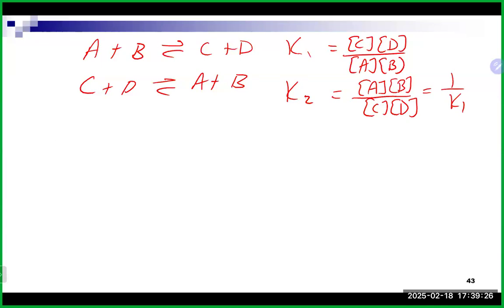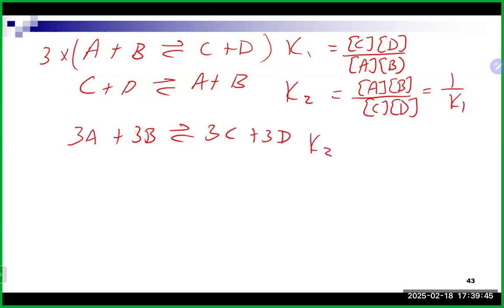If you need to multiply an equation by a common number, let's just say we needed to multiply this top equation by 3, you do have to multiply the entire equation by 3. So 3A plus 3B gives me 3C plus 3D. Again, if you were to write the equilibrium expression for this guy, it would be C cubed D cubed divided by A cubed and B cubed.